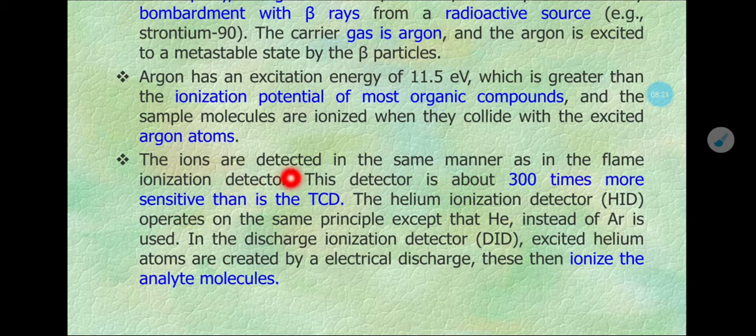That means ions will be generated, and these ions will move to the respective electrode and current will be generated, and this current is proportional to the amount of sample present in your carrier gas. This detector is about 300 times more sensitive than a thermal conductivity detector. Generally, the helium ionization detector operates on the same principle, except that helium instead of argon is used in this detector.